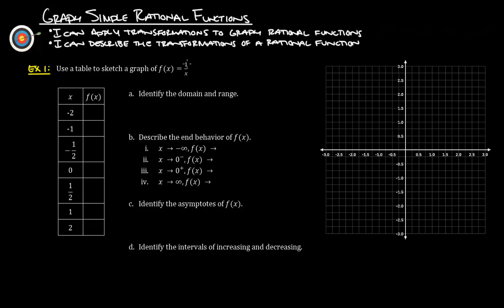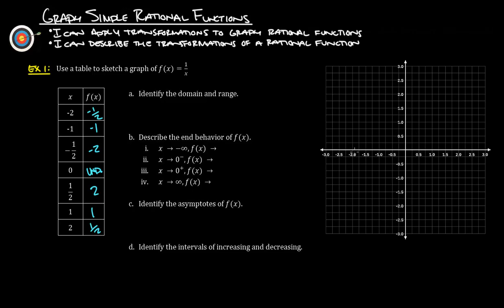If we plug in -2, that's 1 over -2, which is -1/2. 1 over -1 is -1. 1 over -1/2 is -2. 1 over 0, you can't divide by 0, that's undefined. 1 over 1/2, you flip the 1/2 over, and that turns into 2. 1 over 1 is 1, 1 over 2 is 1/2. So now we've got enough info to graph this.